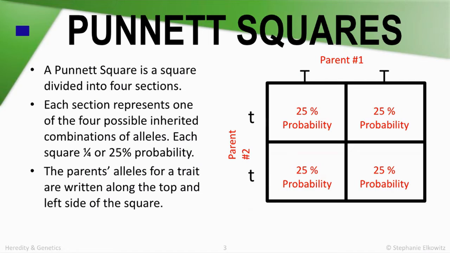Now, let's look at that bottom bullet for a second. The parents' alleles for a trait are written along the top and the left side of the square. Parent 1, parent 2, it doesn't matter which one's which. One of the parents has to go on top, one has to go on the side. They've got to be on the outside of the Punnett square. Maybe parent 1 is capital T, capital T, and I spread them out to the side a little bit. And parent 2 is little t, and I spread them up and down a little bit. That way there's one letter on top or beside of each box.